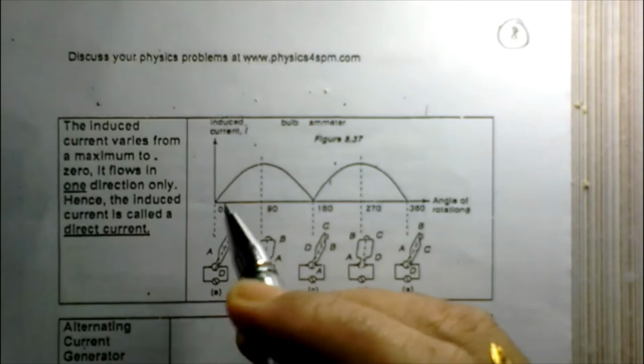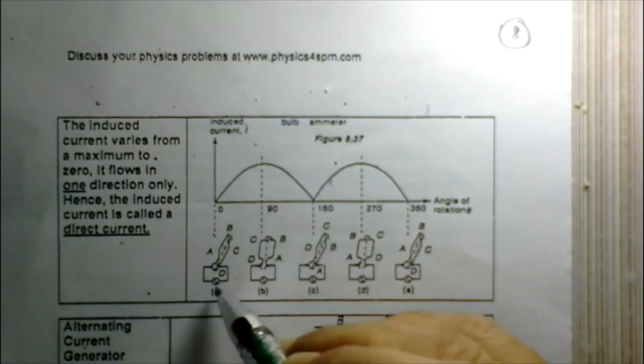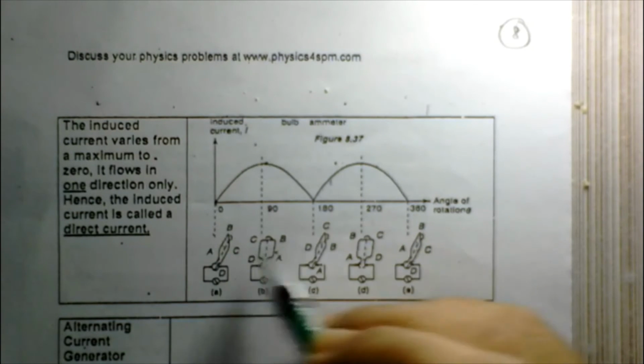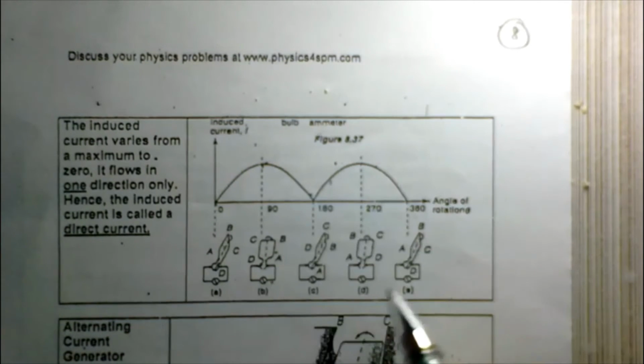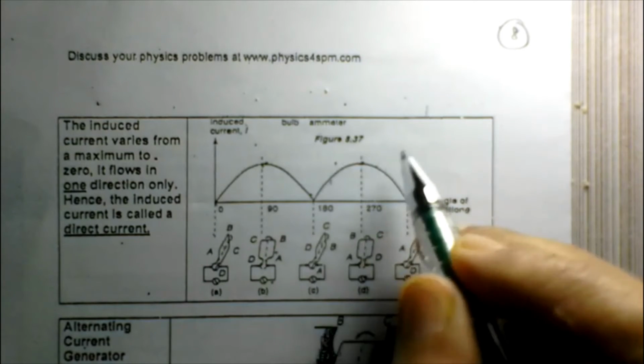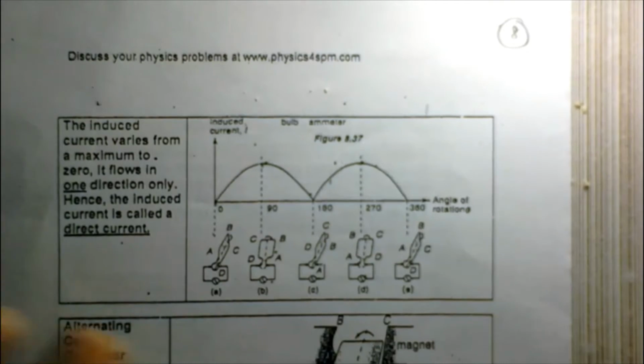Let's look at the graph of the current produced, to prove that the current produced is direct current. The induced current varies from maximum to 0. It flows in one direction only, hence the induced current is called direct current. You can see here the vertical part, current is 0. The horizontal part, current is maximum because the force and the magnetic field are perpendicular to each other. Cutting is maximum here. Here vertical, 0, and here horizontal again, still in the same direction, so it's maximum. Thus we get this graph, the graph for the DC generator.